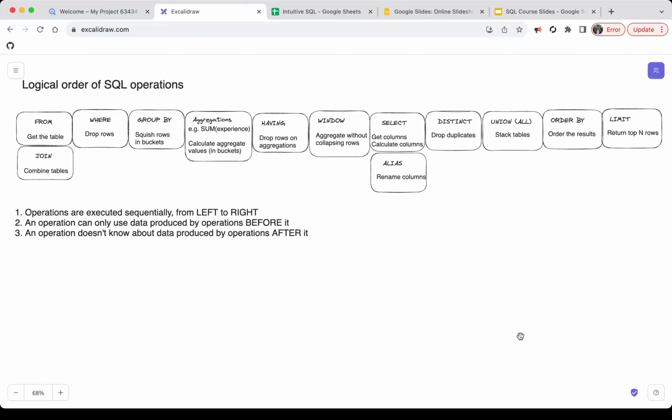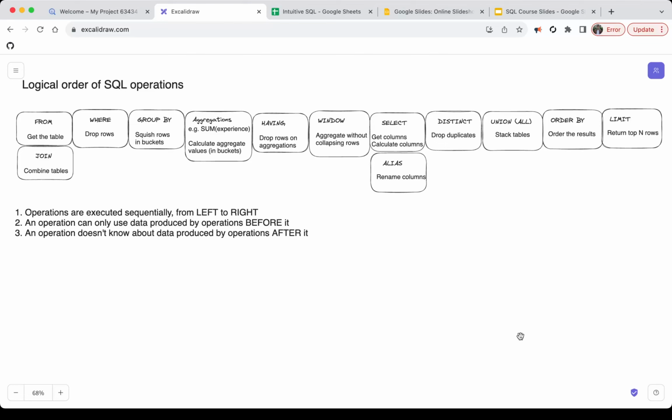And to help you master the logical order of SQL clauses or SQL operations, I have created this schema. This is the fundamental tool that you will use in this course. This schema, as you learn it progressively, will allow you to build a powerful mental model of SQL that will allow you to tackle even the most complex and tricky SQL problems.